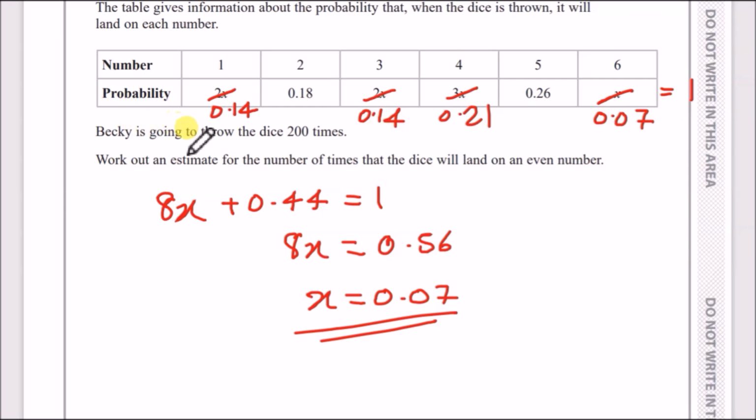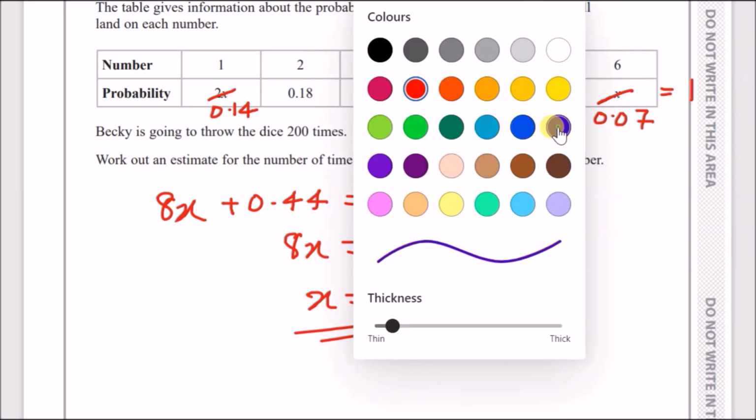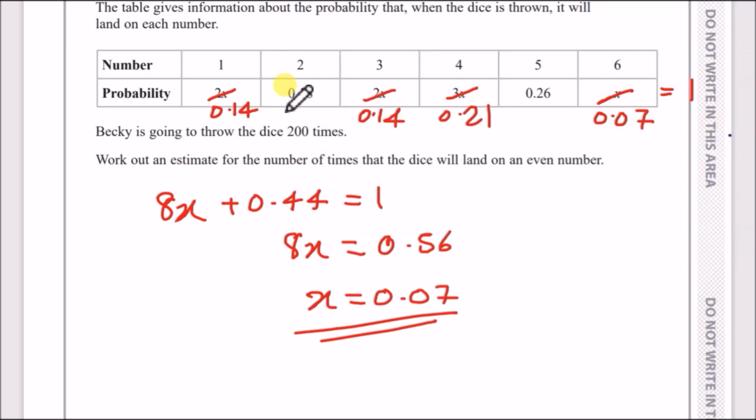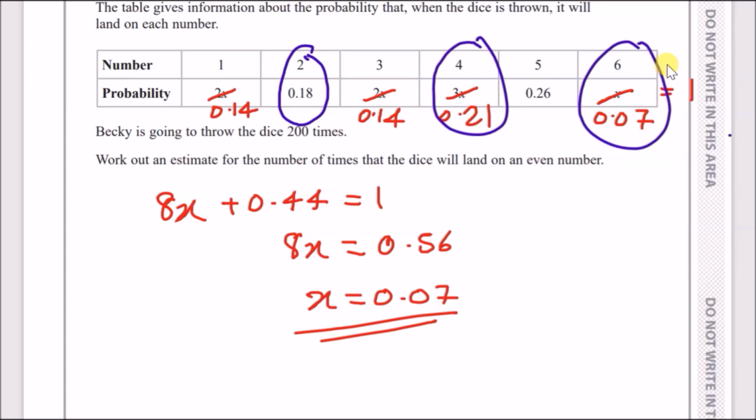It says Becky is going to throw the dice 200 times. Work out an estimate for the number of times that the dice will land on an even number. Even number in this case refers to 2, 4, and 6. So we can see that to get a 2, you got an 18% chance. To get a 4, you got 21, and 6 is 7. So that means the total chance would be 18 plus 21 plus 7.